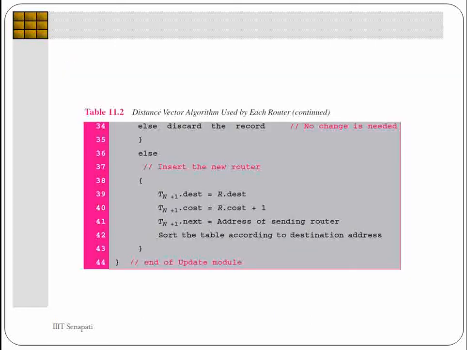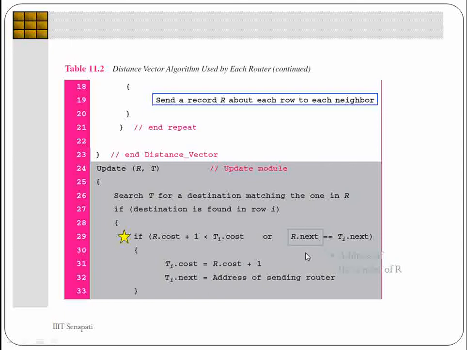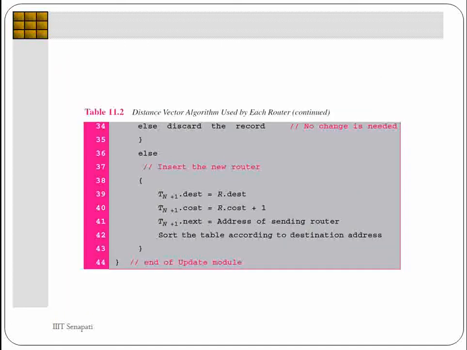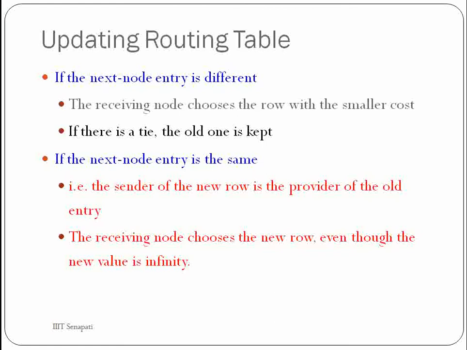So here what you will insert: the destination will be the destination of the record. Whenever a record is coming, according to the record you will have the address. You will see if the cost is, okay, this is the updation. I will show this in the next slide. What are the updation rules when it is being updated? Let me show you.